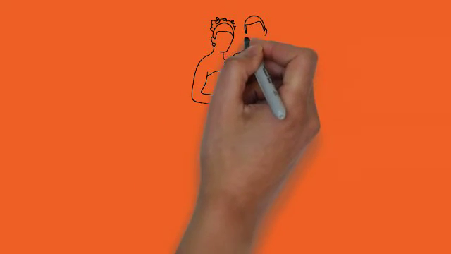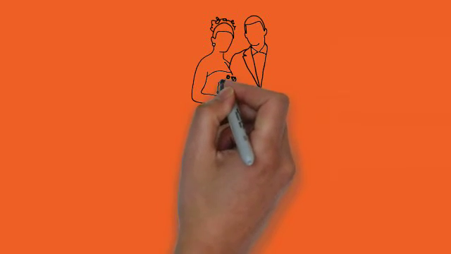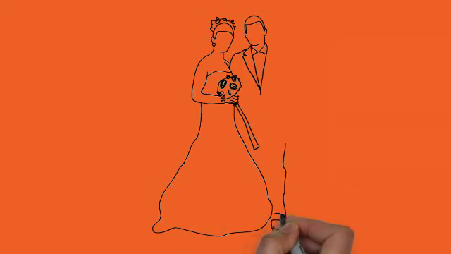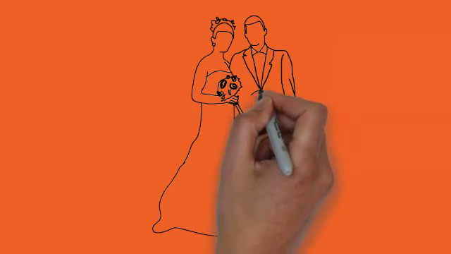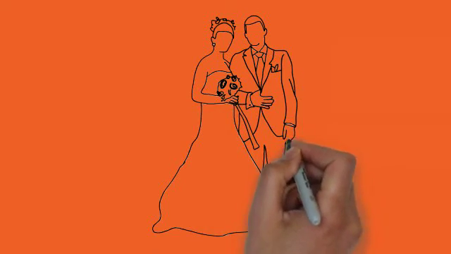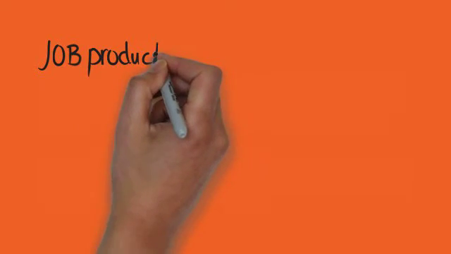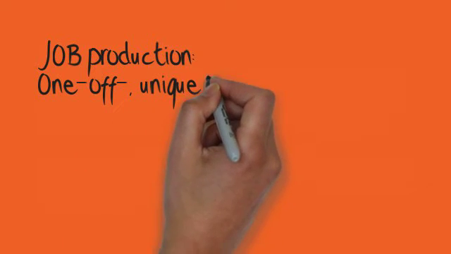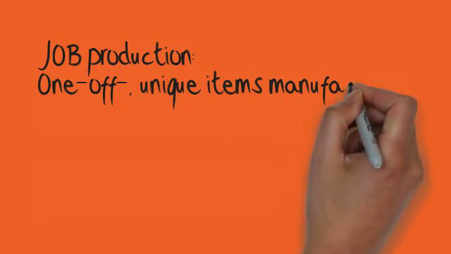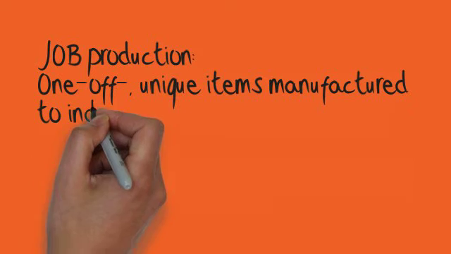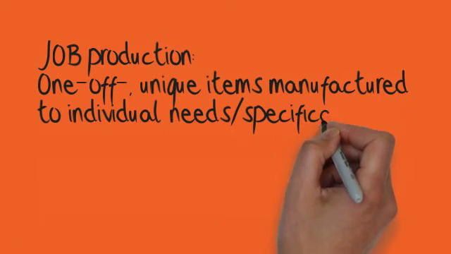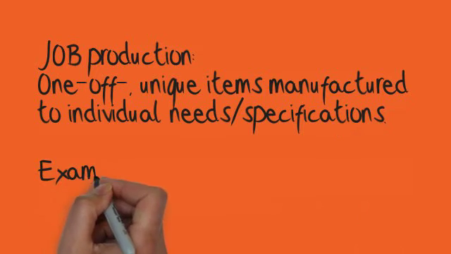The first production method then that I will focus on is job production. Now, job production is all about the creation or production of one-off, unique items. They are customised, they meet the exact requirements of an individual customer. We can think a bit about a wedding as a good example. We think about the manufacture of the dress that the bride will wear. It'll be fitted exactly to her body shape, so it's customised.